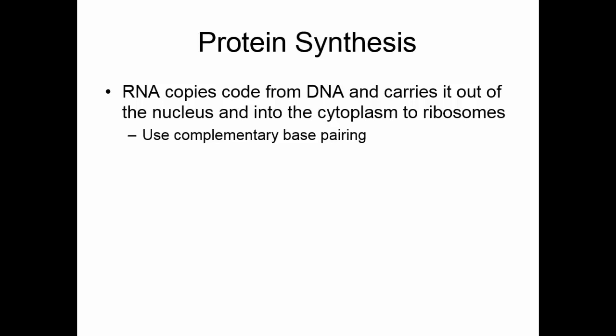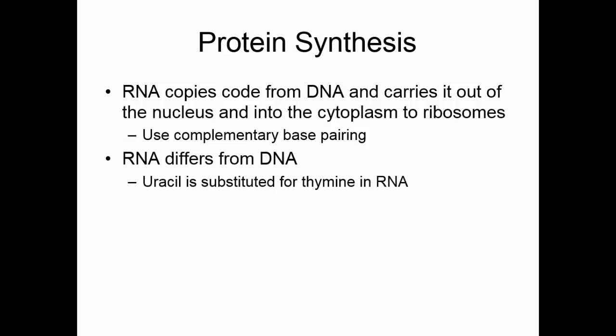We're going to use complementary base pairing again. Now, RNA differs from DNA in that uracil is substituted for thymine. So wherever thymine would bind, we'll have uracil. And RNA has the sugar ribose instead of deoxyribose. RNA also tends to stay a single strand.